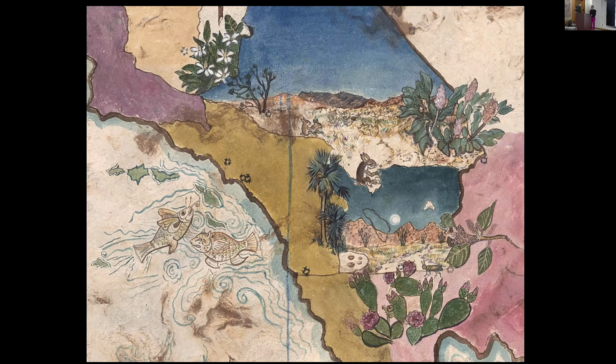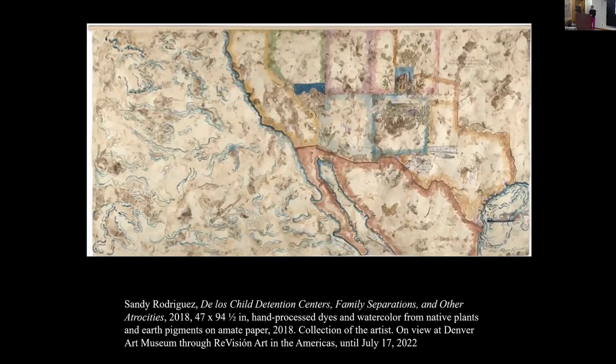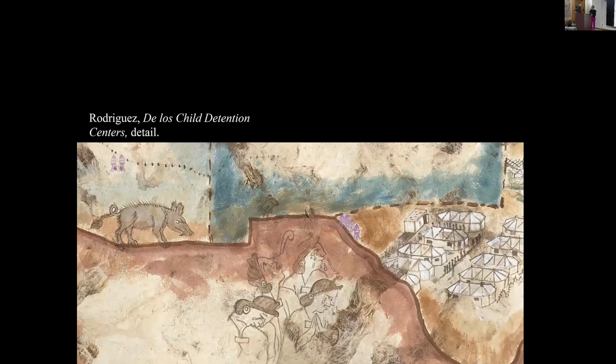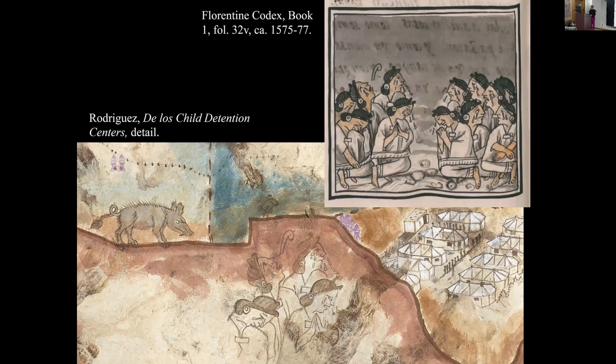In another work, meant to protest the detention camps along the borders, Rodriguez mapped them in space, but also undercut the Indigenous out of time convention. Instead of showing Indigenous bodies placed in some ambiguous temporal space, Rodriguez drew on images of Aztec or Nahua women from the Florentine Codex here and set them weeping and crying.